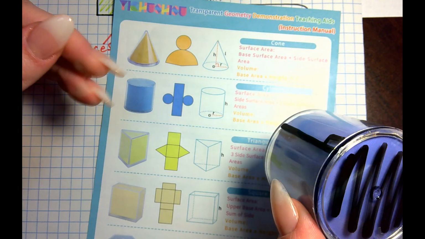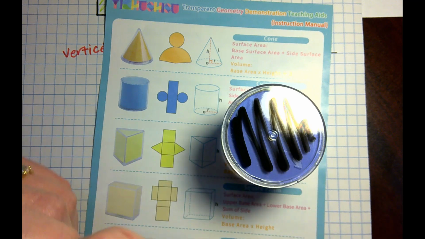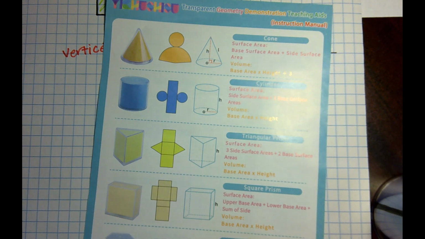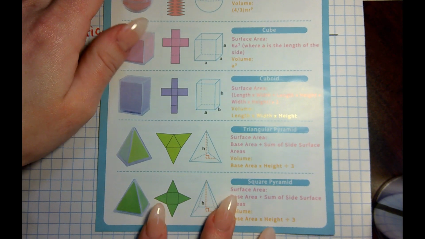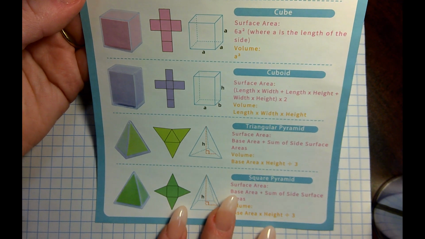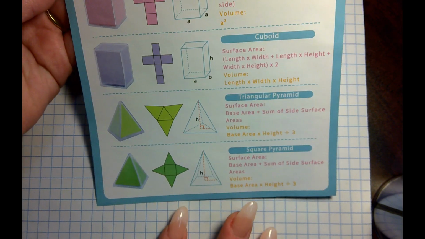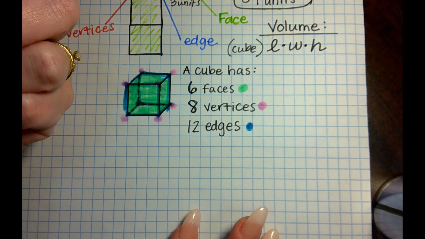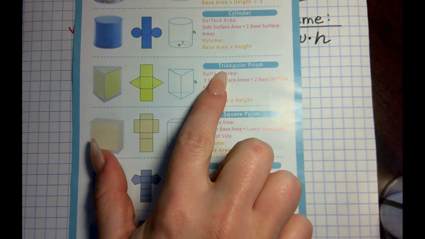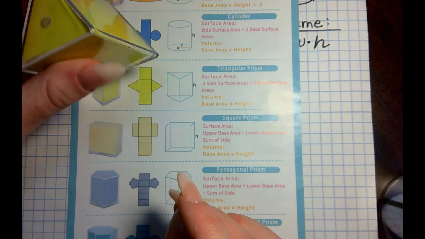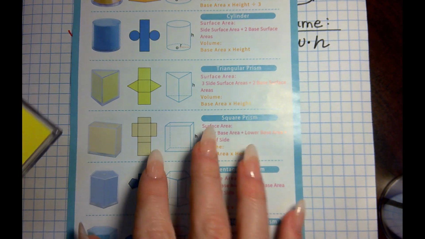Do you happen to have a triangular prism on there? Yes. Triangular prism. Well, triangular pyramid. Triangular prism is different. Okay. Oh, we do have a triangular prism. Okay, right here. So, triangular prism looks like this.